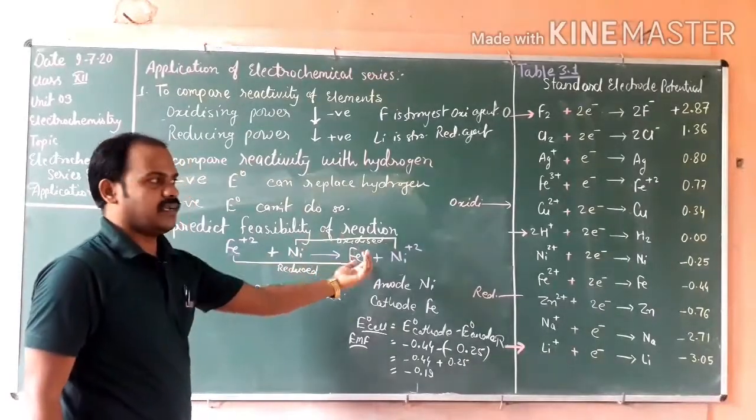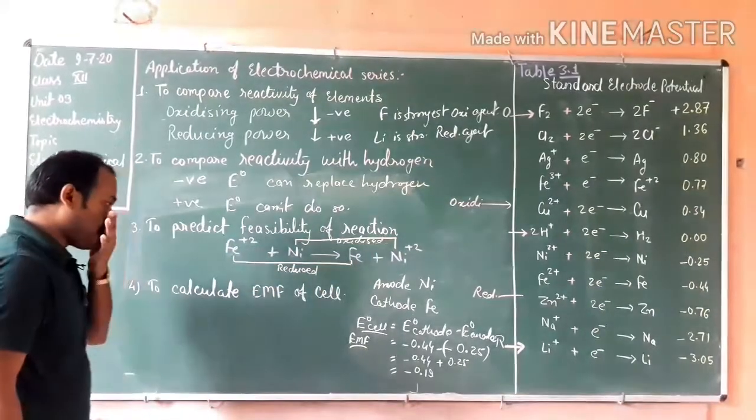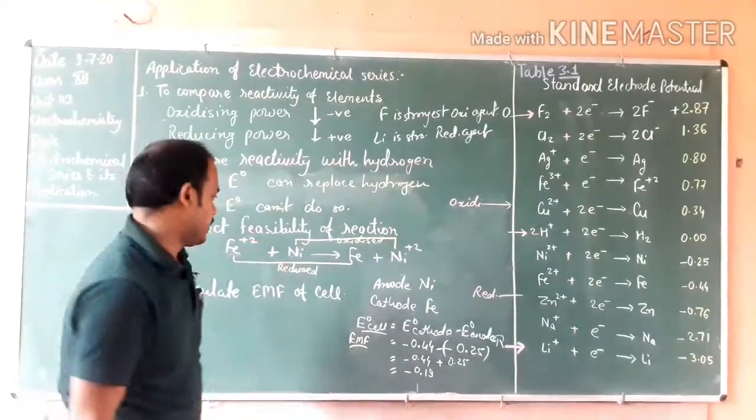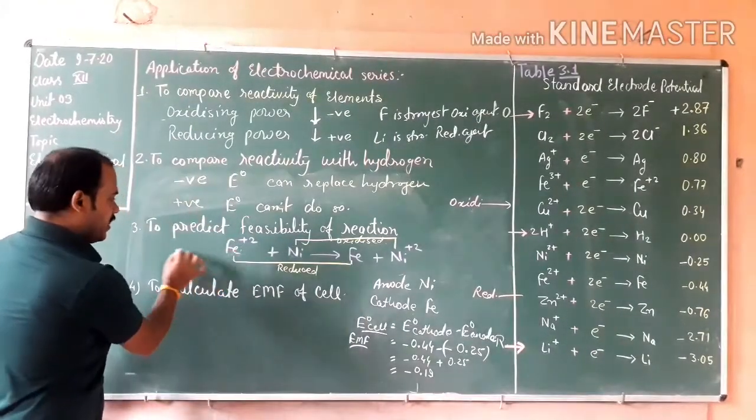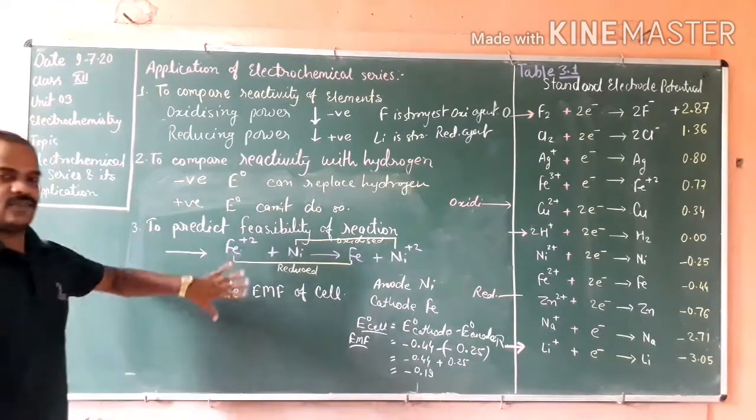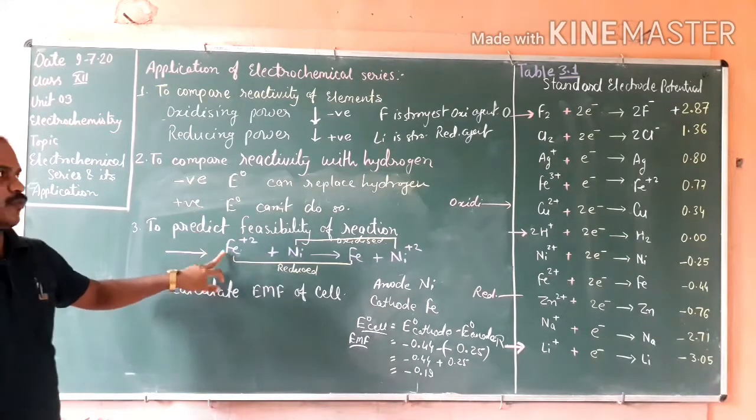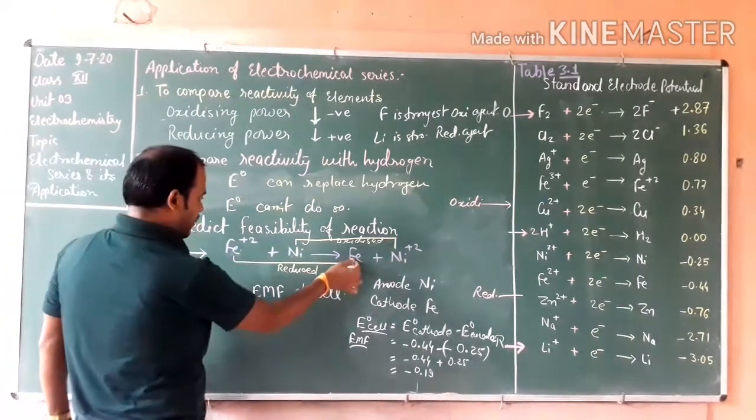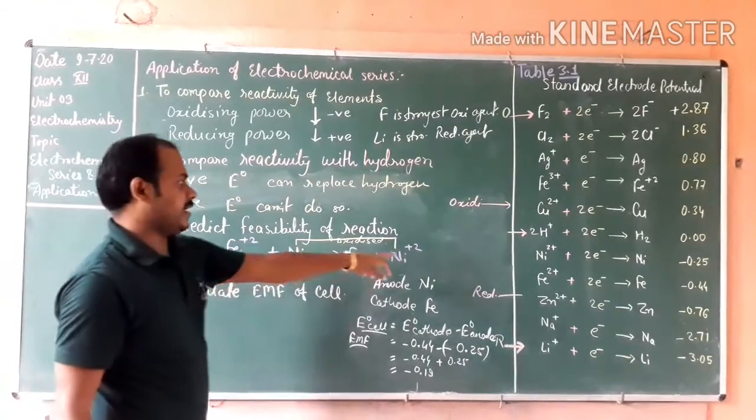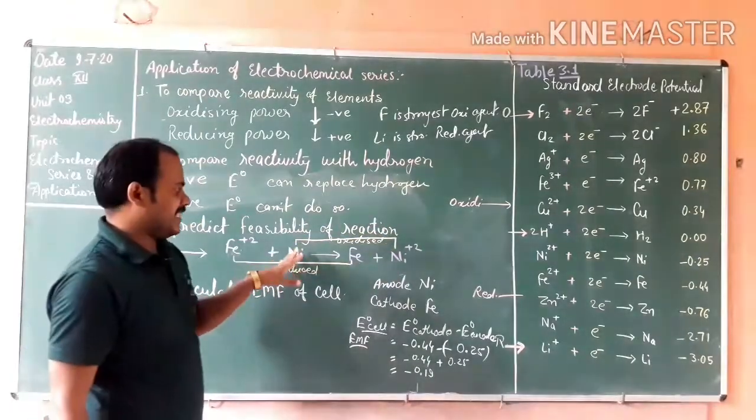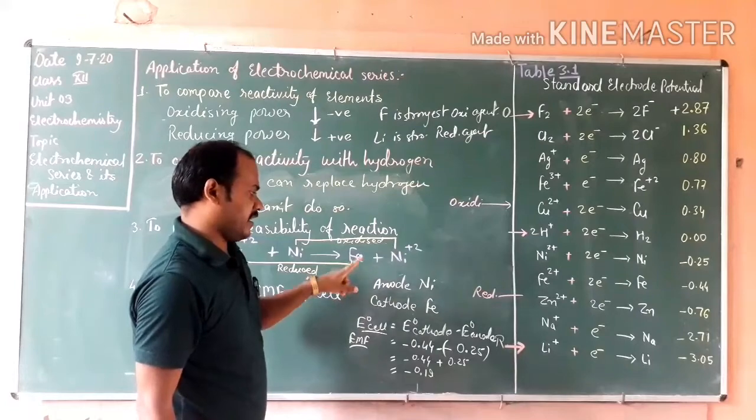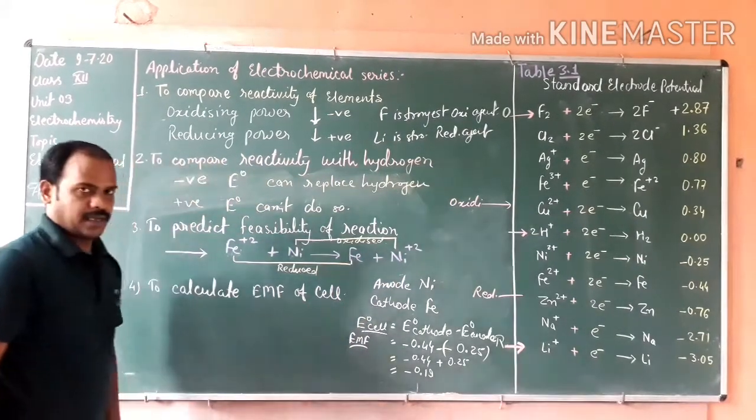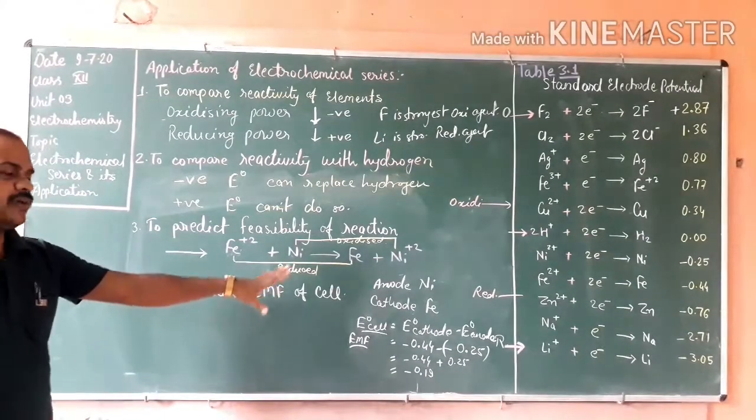This reaction will take place in backward direction. And if EMF is positive, then the reaction will take place. So this reaction in forward direction is not possible. This reaction is possible in backward direction, because in backward direction, Fe will get oxidized and nickel will get reduced. So in that time, Fe will act as anode and nickel will act as cathode. So in that case, E naught cell will be positive.